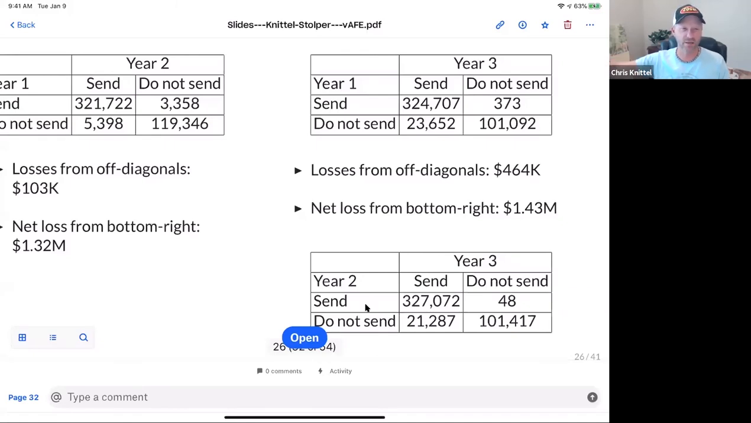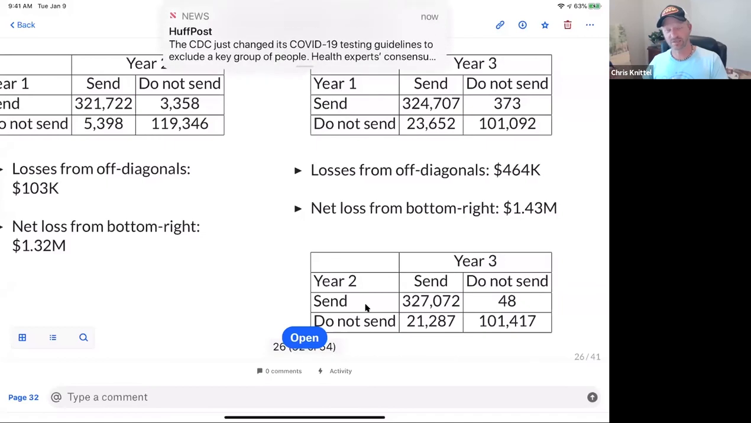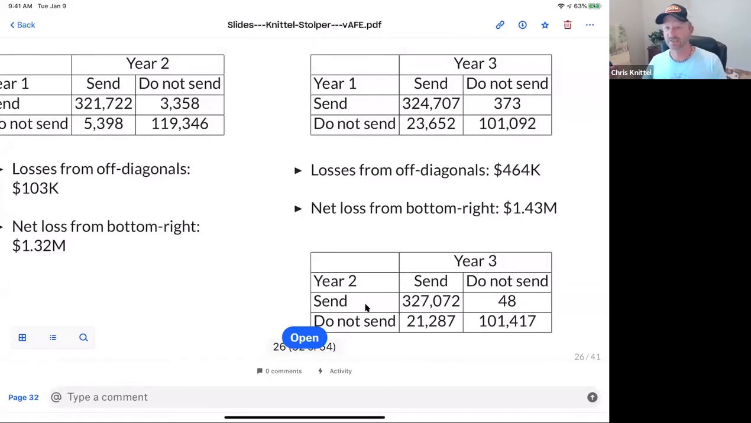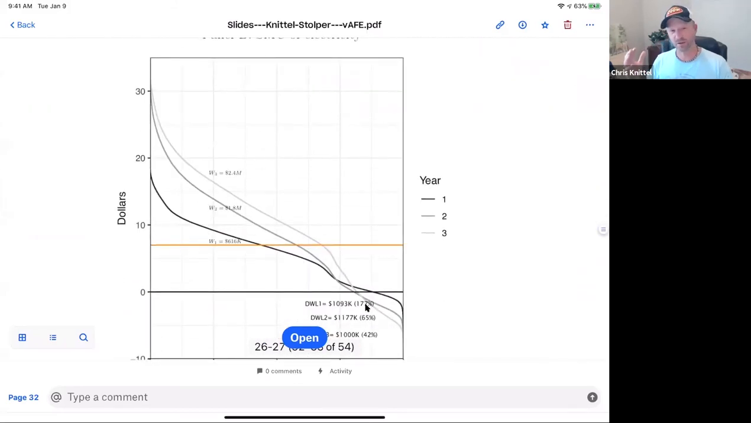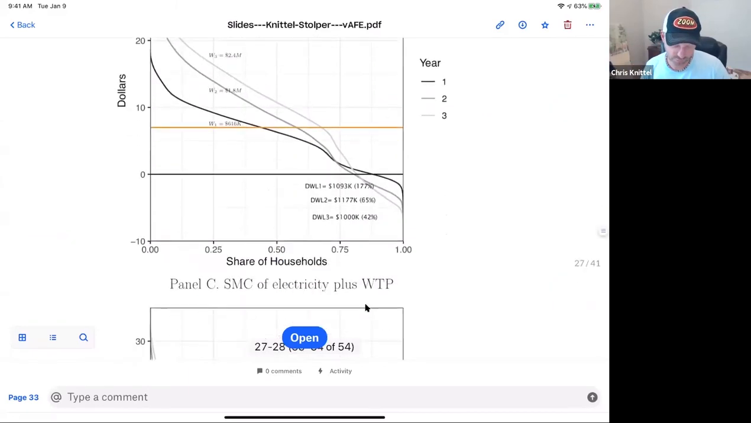The off diagonals are the mistakes from not growing the tree in year 2. If you just grow the tree using year 1 data, the group that is do not send in year 1 and do not send in year 2 is 119,000. The off diagonals are pretty small from that perspective. Even in year 3, if I just grew the tree in year 1, I would get it pretty much right as well. So from Eversource's perspective, they can maybe waste that deadweight loss in year 1, but that will allow them to eliminate the deadweight loss in year 2 and 3.